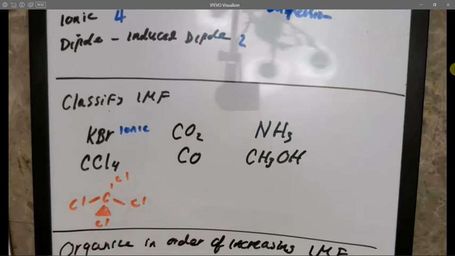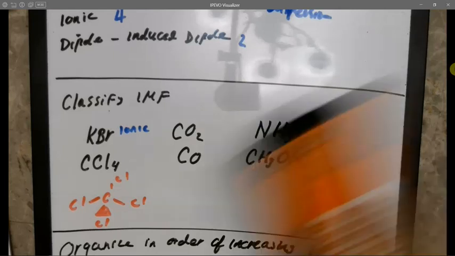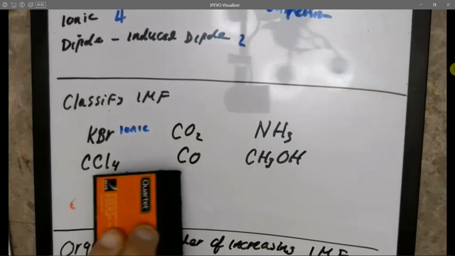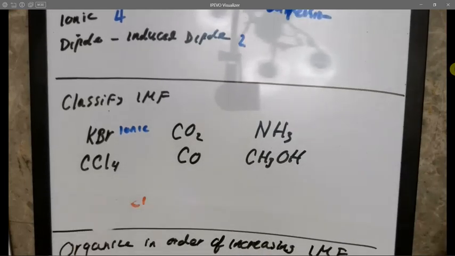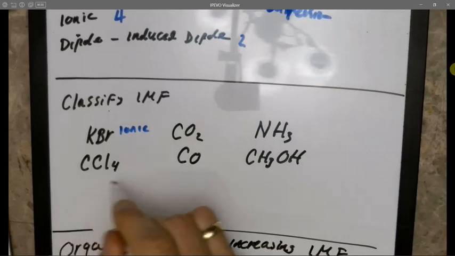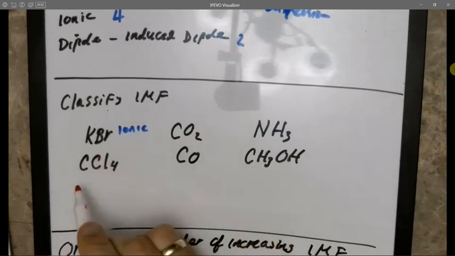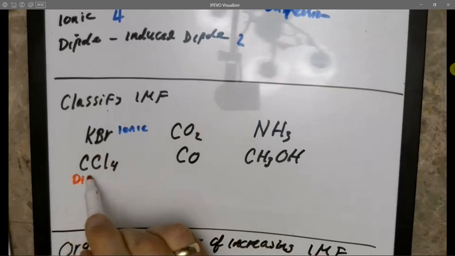And it is tetrahedral and symmetrical, and therefore this is not polar. So since this is not polar, it has to induce a dipole in another CCl4. So these are both induced dipoles. This has got to be dispersion forces. This is the weakest.